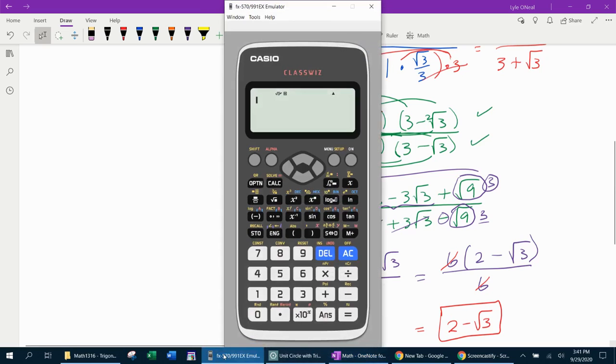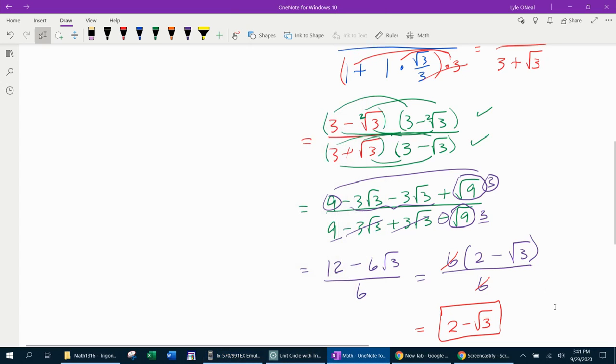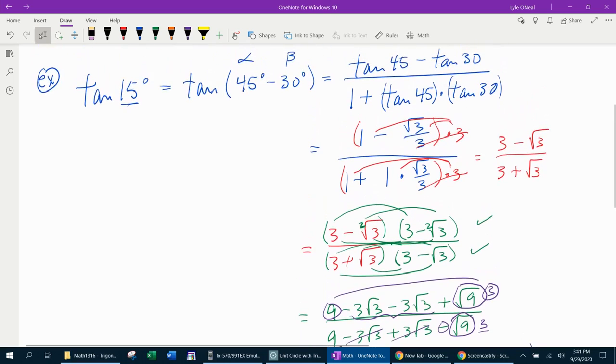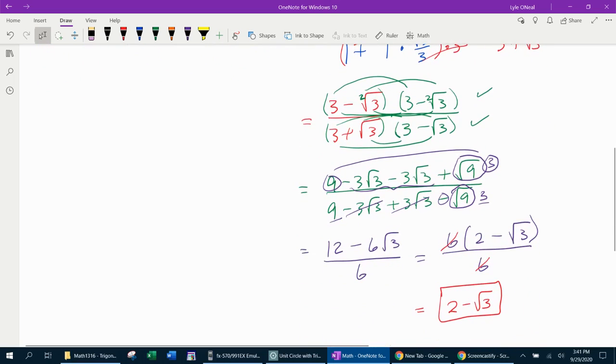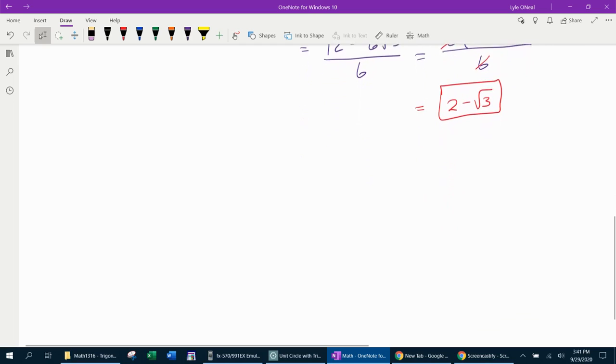Well, it turns out that the Casio FX-991EX ClassWiz does a great job. Okay, so the original problem was tangent of 15. As long as I'm in degree mode, if I hit equals, look at that. It gives the simplified radical answer and verifies all my work is correct. Man, isn't that a thing of beauty? Look at all those beautiful steps.